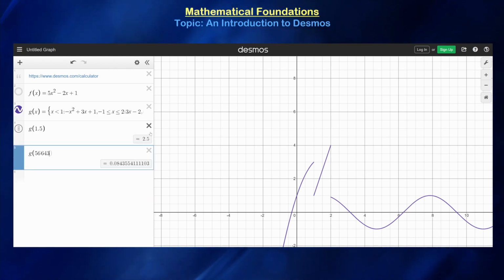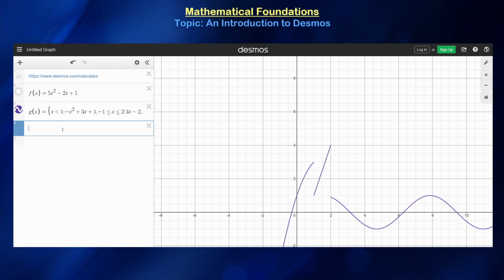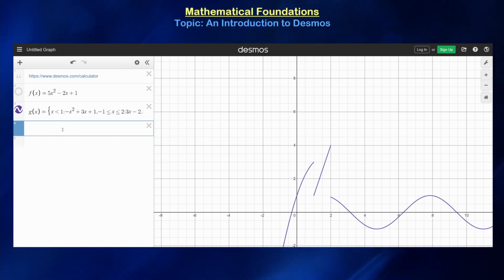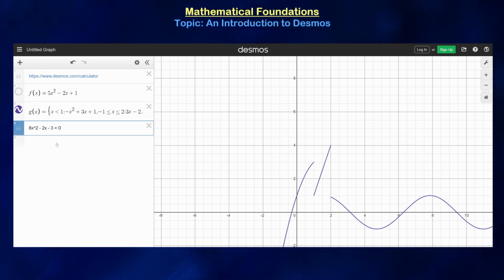So what else can Desmos do that might come in handy? Solving equations is a very common problem that you can see across a variety of different fields. So let's assume we want to solve the equation 8x squared minus 2x minus 3 is equal to 0. So one thing I can do is I can begin by defining a function.